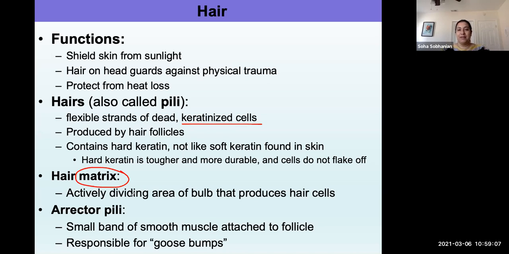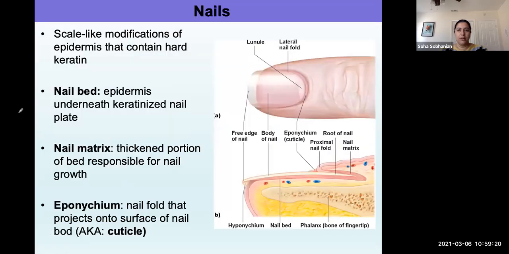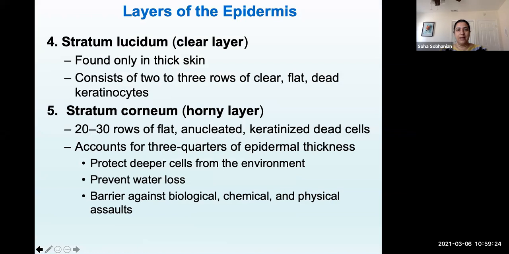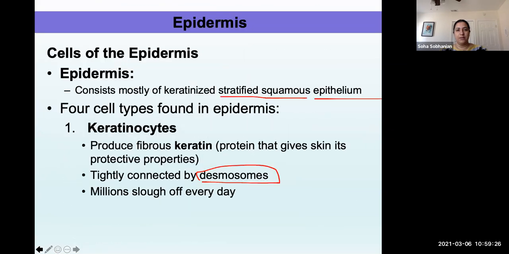Erector pili muscle. These are basically the muscles that are at the base of your hair. And I don't know if I actually have a picture on the next slide. Oops. Sorry, I've got to go back. I thought I had another copy of the picture, but I don't.